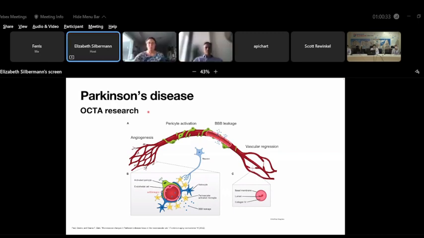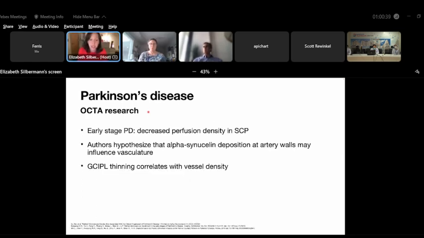See some deposition of alpha-synuclein and visual symptoms that can actually occur early in these patients with impaired color vision and issues with high contrast acuity. So studies have shown that there can be decreased perfusion density in early stage Parkinson's disease, and the authors hypothesize that perhaps alpha-synuclein deposition in the artery walls may influence the vasculature. And there's also retinal thinning in these patients as well.